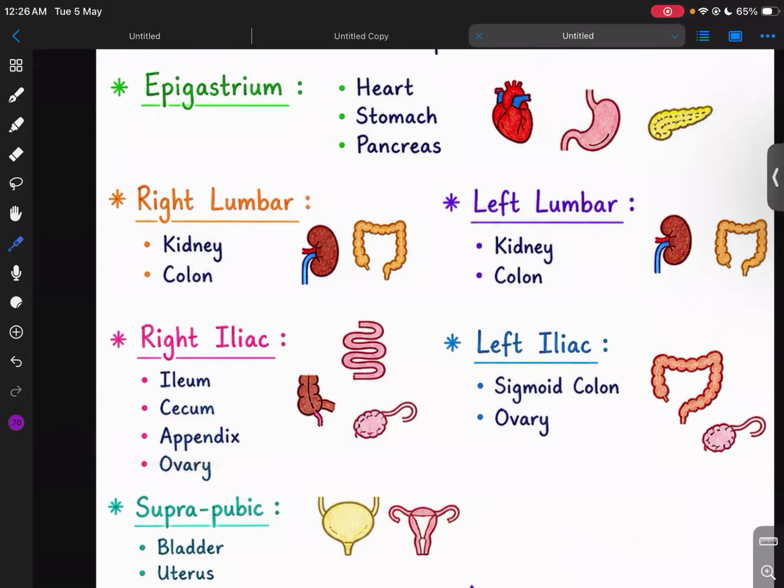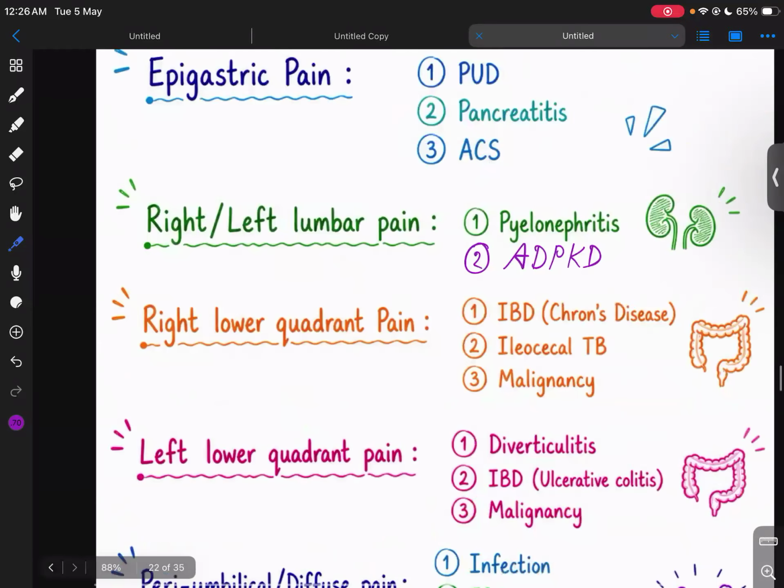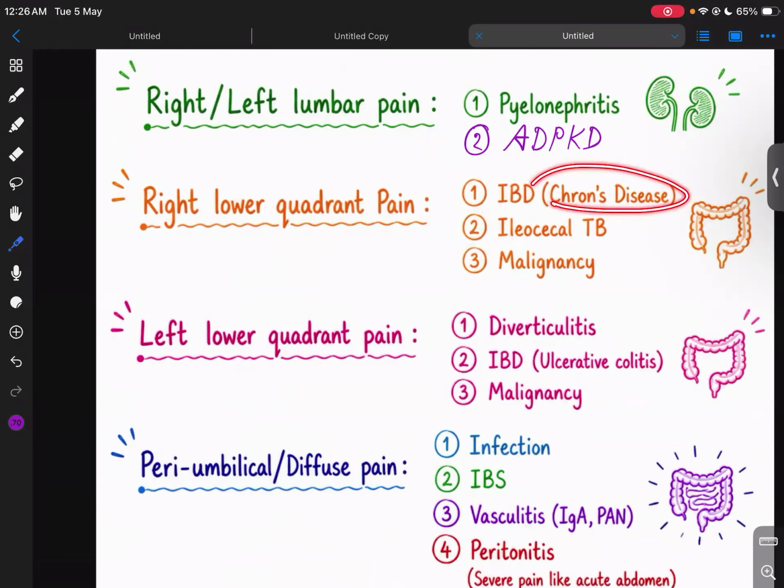So we just have to remember the pathology of the ileum and cecum. What are the pathologies there? This can be inflammatory bowel disease, like Crohn's disease, ileocecal TB, and also malignancy.